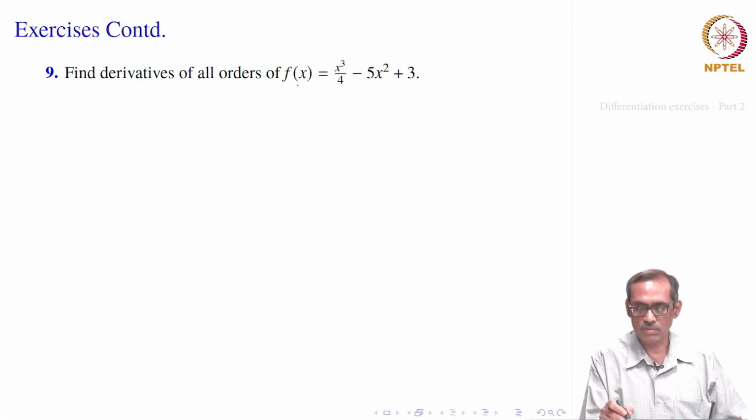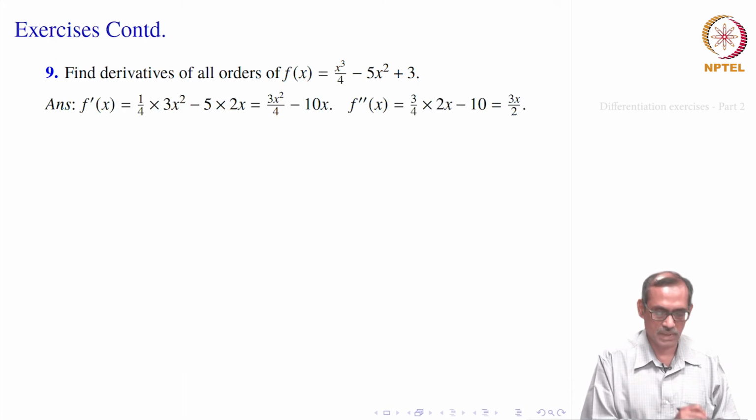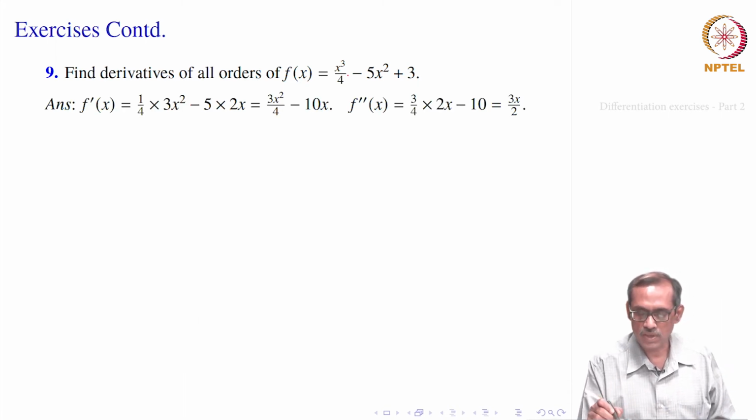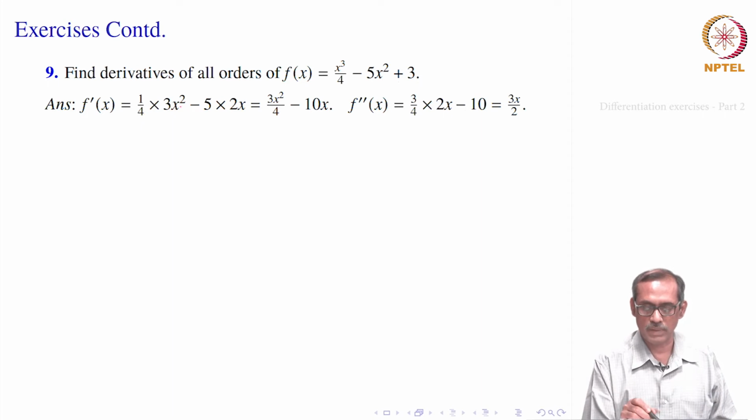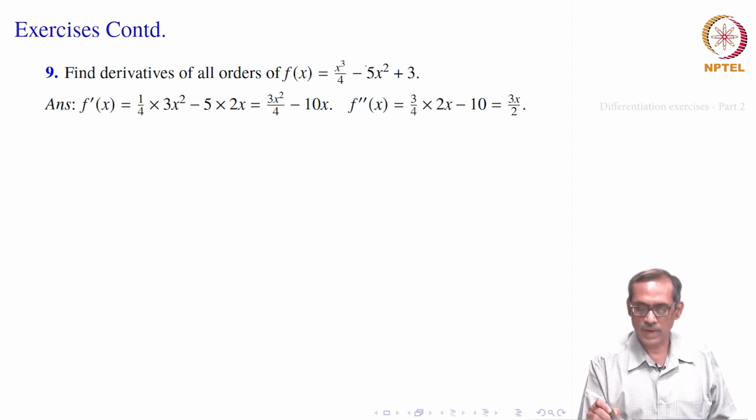So, that is how we see it now. Up to the third derivative we can find out, the next derivative will be 0. So, with that expectation, let us compute its derivative. F prime x is the derivative of x cubed by 4 minus the derivative of 5x square plus the derivative of 3. So, x cubed by 4 gives 1 by 4 times x cubed gives 3x square, minus 5 remains, x square gives 2x. So, that is 3x square by 4 minus 10x.